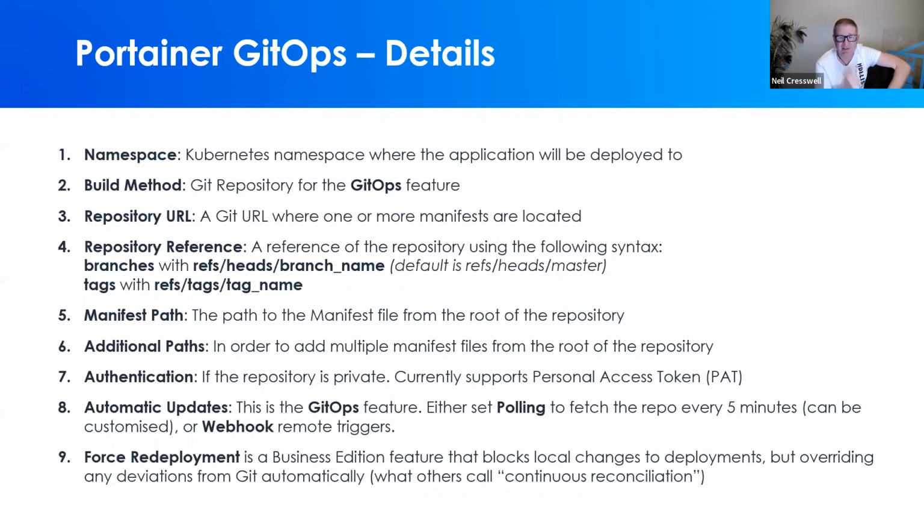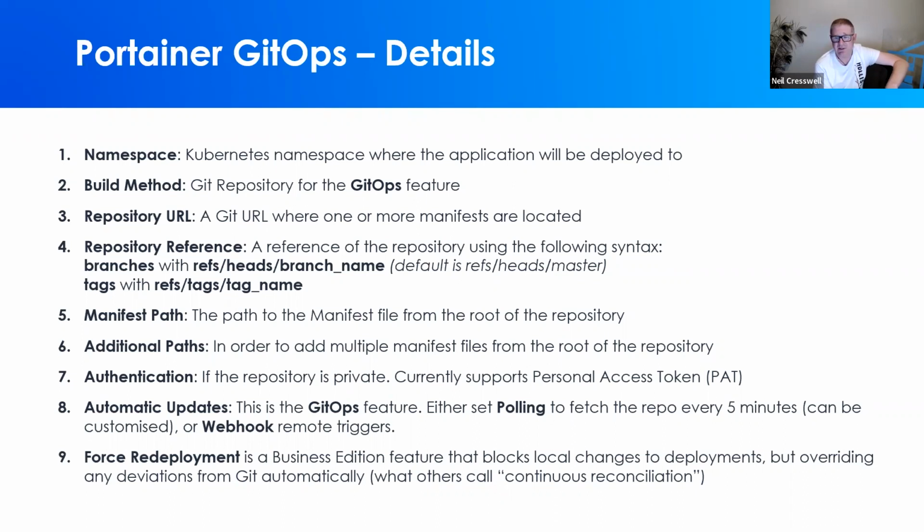The path to the manifest. So we support one or more manifests. So if you have a manifest for your deployment, a manifest for your service, a manifest for your ingress, you can connect to all three of those manifests. We will pull them and deploy them, and we'll monitor those for changes. So multiple manifests or single. We support authentication. So if you have a private Git repo, you need to authenticate to get access to it. So you can add your Git authentication. Currently, it's personal access token, not SSH keys, and I'll cover more on that later.